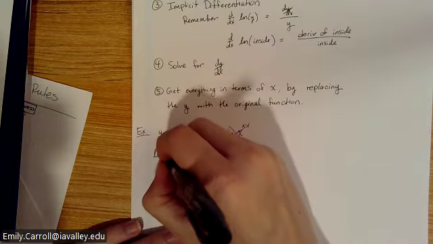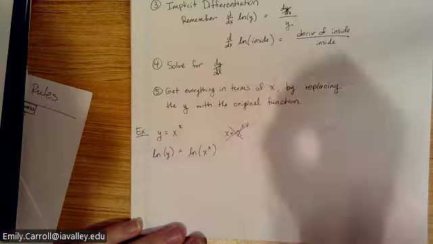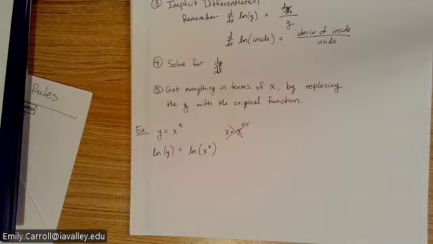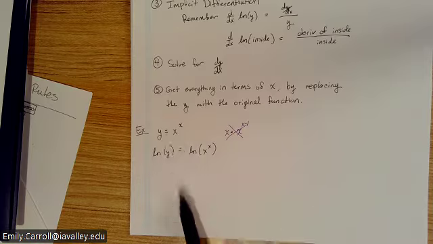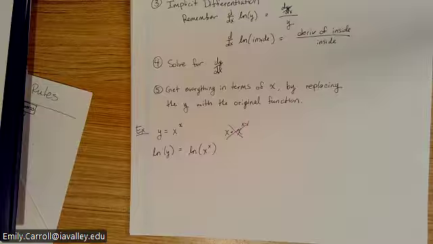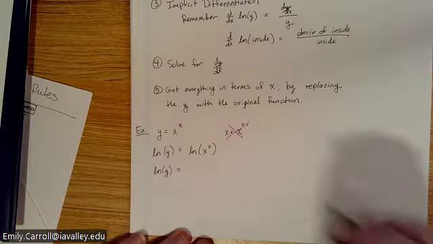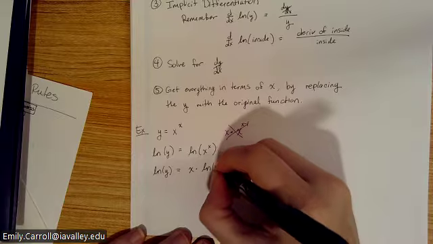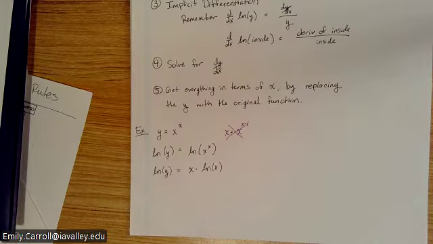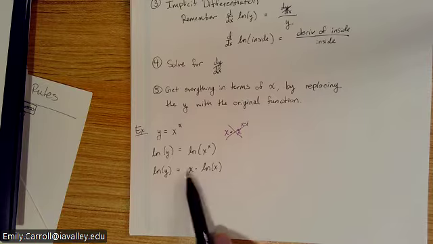So let's do it. ln of y would equal ln of x to the x. Okay, now the power rule for differentiation can't swing down that x, but a logarithm can. Logarithms swing down exponents without taking derivatives. So we'll have ln of y equals x times ln of x. Okay, now this is something we can work with. This is a product rule here.